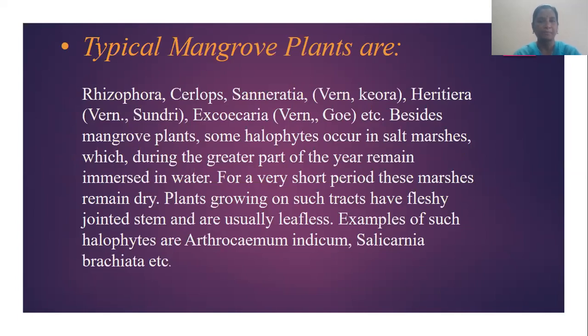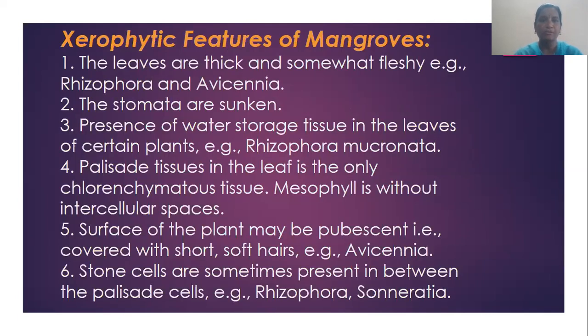Typical mangrove plants are Rhizophora, Ceriops, Avicennia and others. These are the main examples. Besides mangrove plants, some halophytes occur in salt marshes, which during the greater part of the year remain immersed in water, and for a very short period these marshes remain dry. Plants growing on such tracts have fleshy, jointed stems and are usually leafless. Examples of such halophytes are Arthrocnemum indicum and Salicornia brachiata, etc.